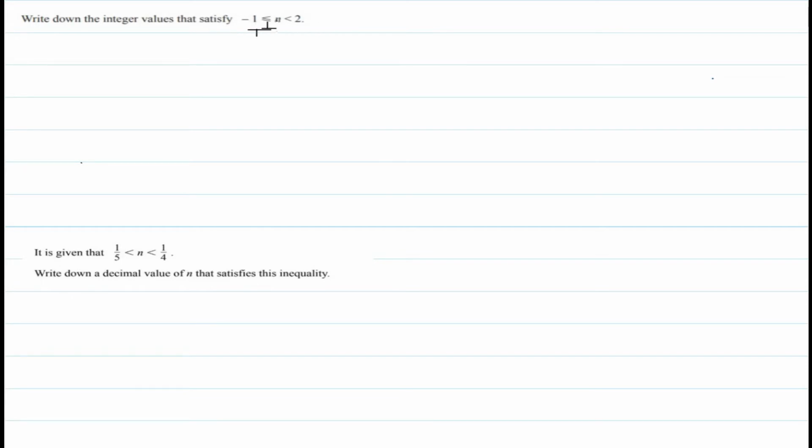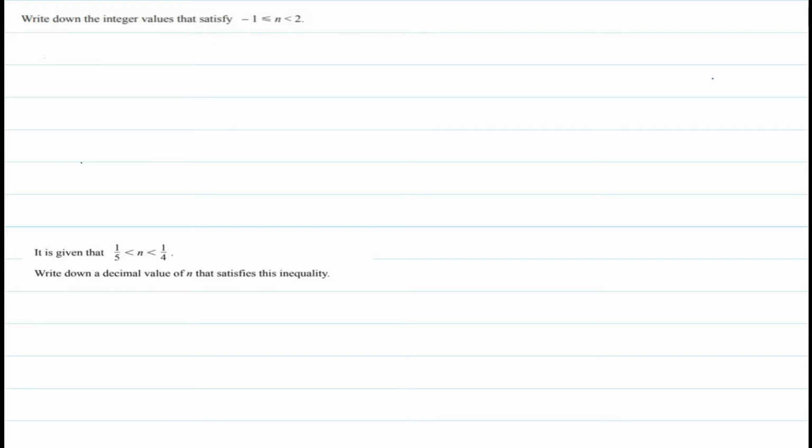This is a compound inequality. You can see there are more than one inequality signs in this. So I need to find the integer values. This means I need to find whole numbers only. They can be positive, negative, or zero. So let's start with this. If you want to understand this statement, then it is better to split this statement into two parts. You will split it up.